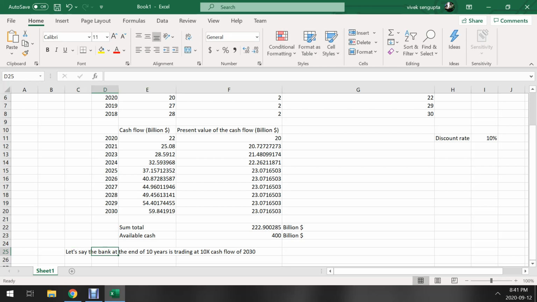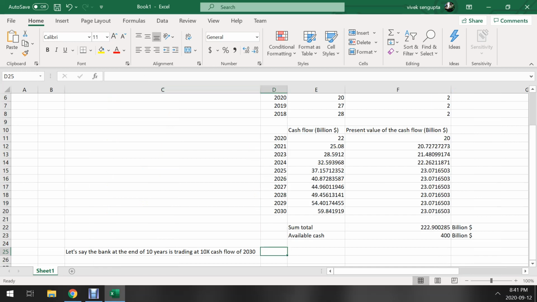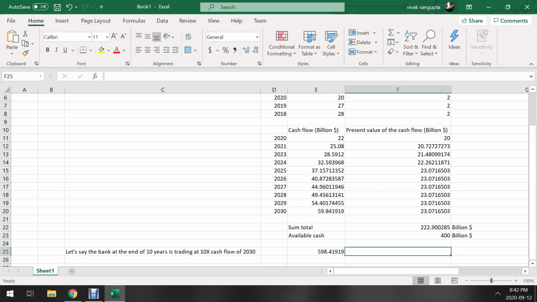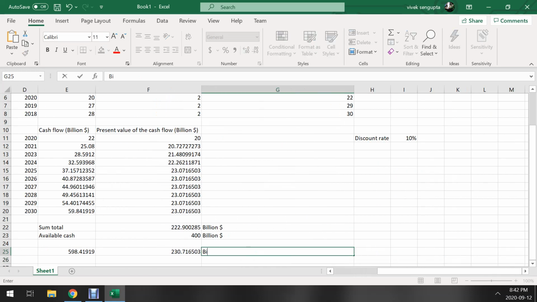So let's make it more, yeah. So that will be 10 times this, right? So that will be this cash flow into 10. So that's that. Now what we have to do is discount this to current value, right? Like the thing that we did. So it will be to the power of 10 because this is the 10th year, right? So this will be divided by 1.1 power 10. Once you do that, it gives you again $230 billion.